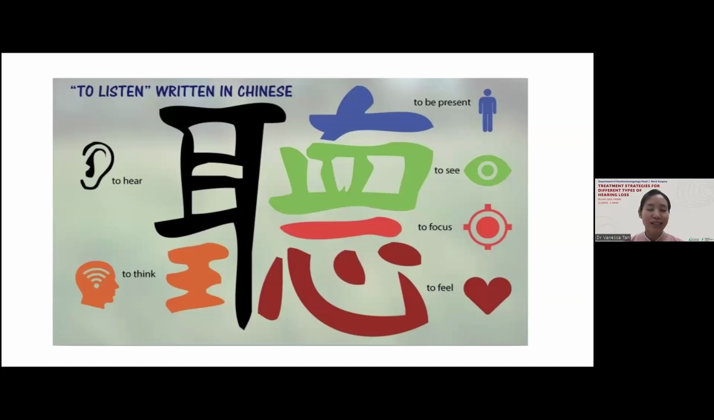Thank you for listening. I like this Chinese word, which, for our non-Chinese speaking friends, is ting, which means to listen. And to listen is not just about using your ears, but it's also using your head to think, so to be present, to use our eyes to see, and to focus with our heart and our minds. With that, we will move on to the Q&A.